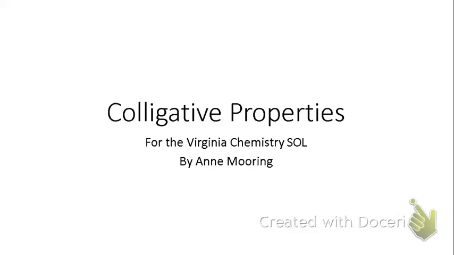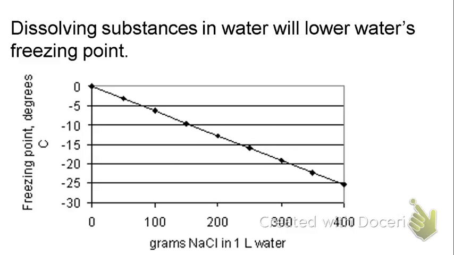This is colligative properties for the Virginia Chemistry SOL. Dissolving substances in water will lower water's freezing point. You can see here a graph of grams of NaCl versus the freezing point, and as we add grams of NaCl, the freezing point drops.